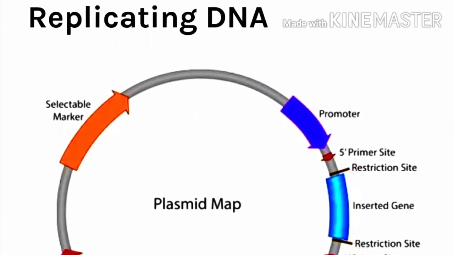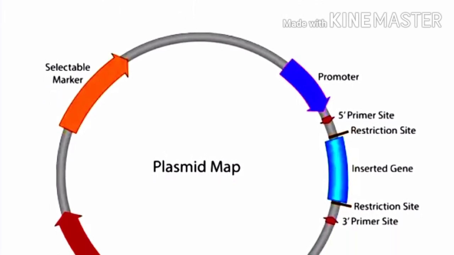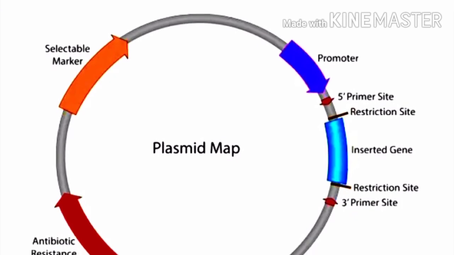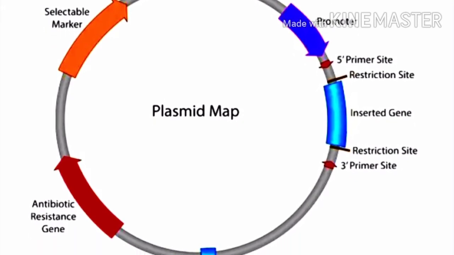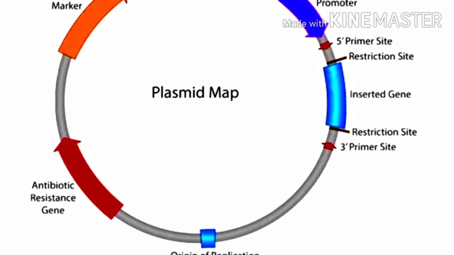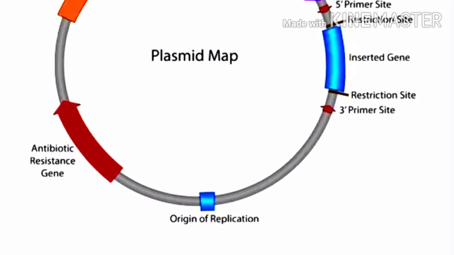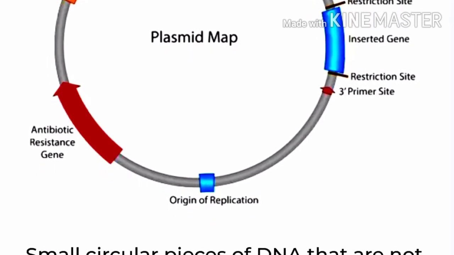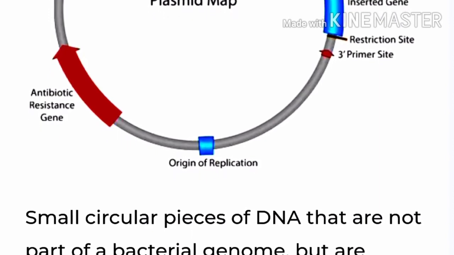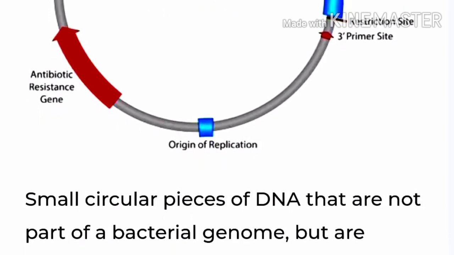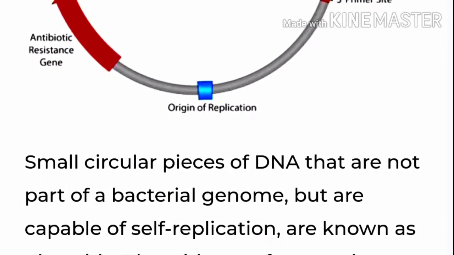Now next, the replicating DNA. The replicating DNA, also known as the carrier molecule or vector, has the capability of independently replicating itself. Small circular pieces of DNA that are not part of the bacterial genome but are capable of self-replication are known as plasmids.